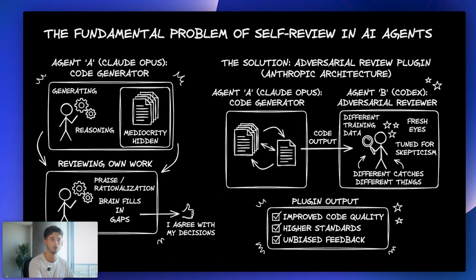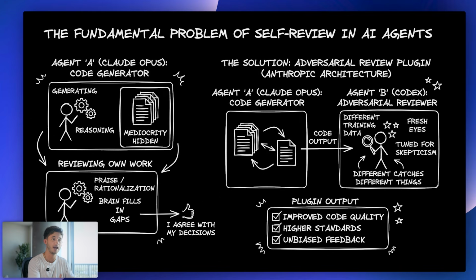Anthropic's solution was architectural. They separated the agent doing the work from the agent judging it. Their results showed that a separate evaluator, even when it's still an AI, is way easier to tune for skepticism than trying to make a generator critical of itself. And that is exactly what the plugin is giving you.